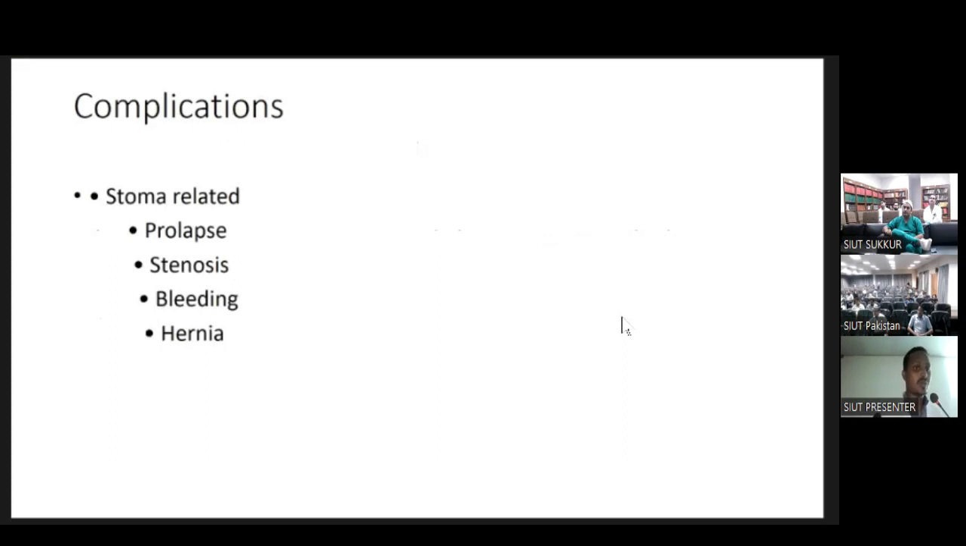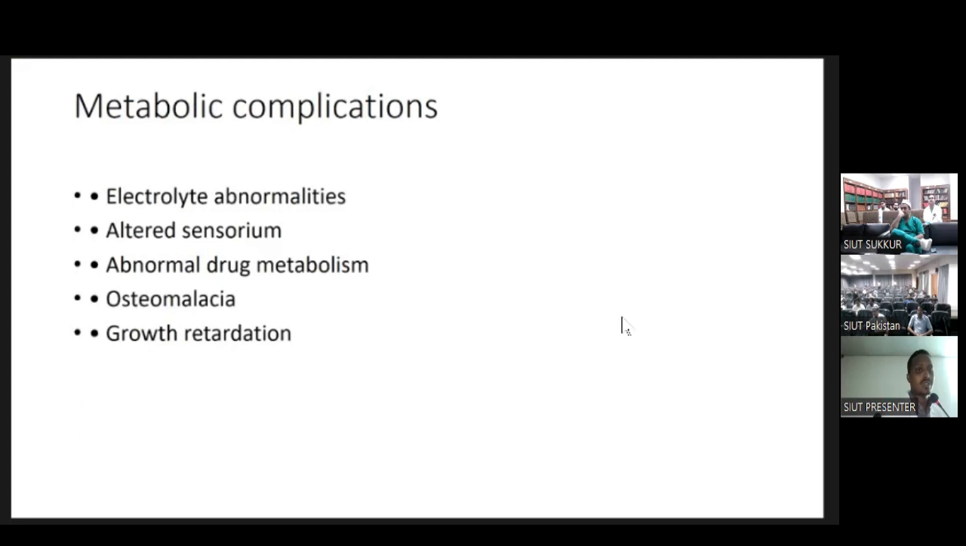And there's another complication which is actually stoma related, most commonly prolapse, stenosis, bleeding, hernia. Bleeding can occur immediately post-op. And hernia is a peristomal hernia, which later on we should manage with either an abdominal belt or other measures. All this is stoma-related complication.